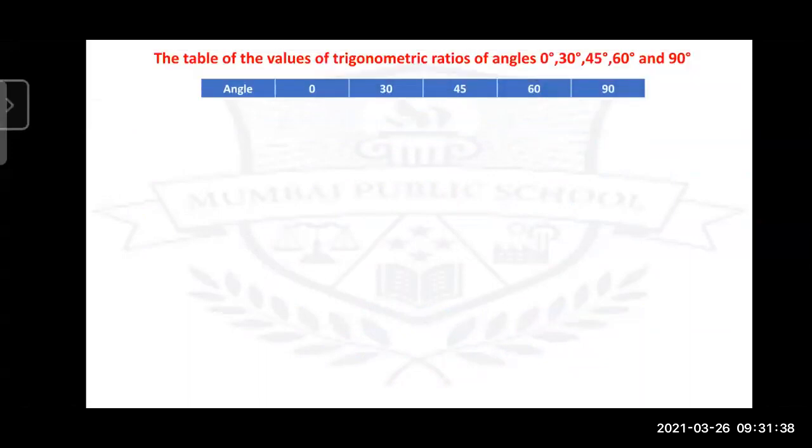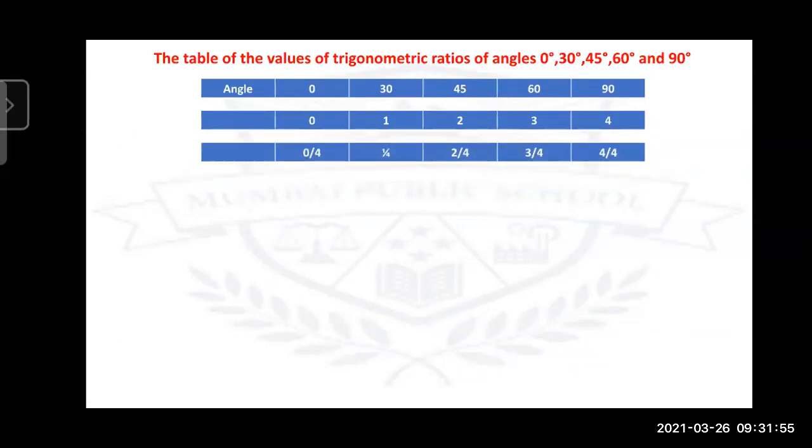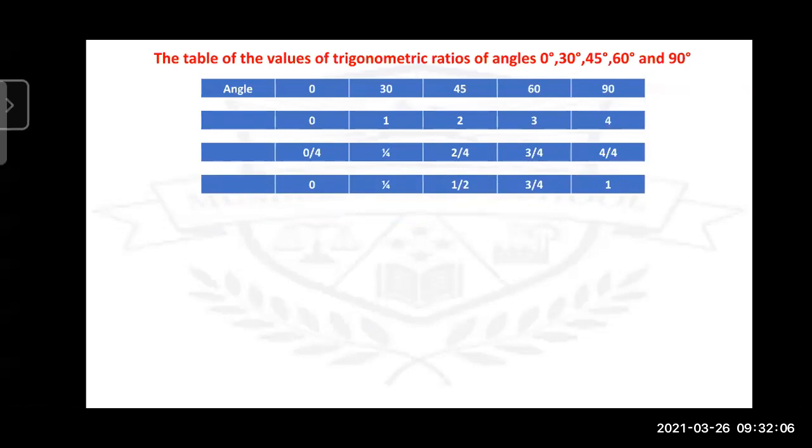Here, the important part, that is remember these values of angles. Here we see angles 0, 30, 45, 60 and 90 degrees. Remember 0, 1, 2, 3, 4, and divide all of these by 4. So 0 divided by 4, 1 divided by 4, 2 divided by 4, 3 divided by 4 and 4 divided by 4. So 0 divided by 4 is 0, 1 by 4 as it is, 2 by 4 the 2s get cancelled so we get 1 by 2, 3 by 4 as it is, and 4 by 4 is 1.